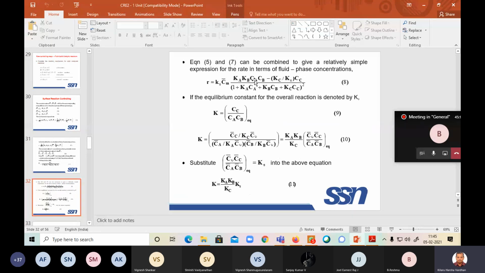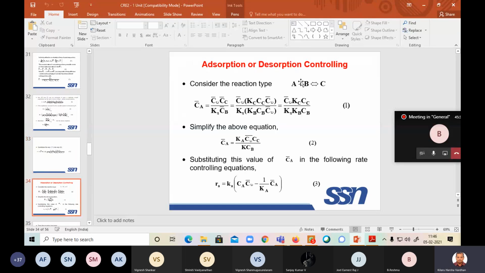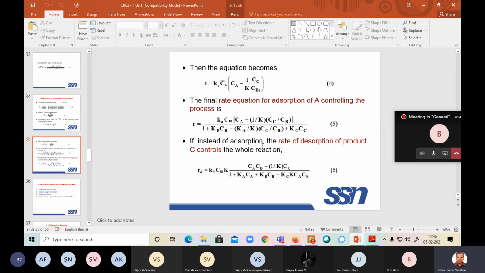See, what is the reactant? CaCb. What is the product? CaCc. And divided by this particular thing, whole power square, because there are two reactants. Understand? So the final form of the equation is the same, except here I am using X, and in my book I am using S, right? So like that you can do for the adsorption or desorption also. If you do, then you are getting this is the adsorption rate. Like that you can see this is the desorption rate, right?